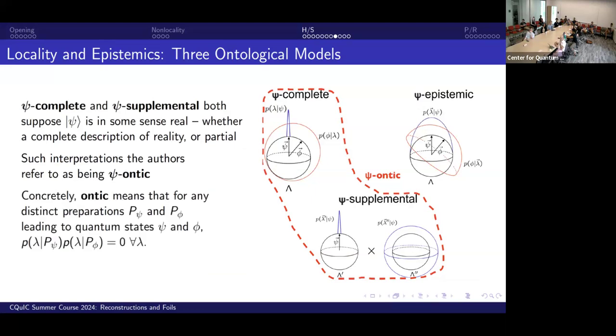Now, if you want a concrete description here, the idea that a theory is ontic essentially means that you take the product of these probabilities: the probability of some ontic state lambda, given that you're doing some preparation producing wave function psi and phi, and this should be 0. What this is telling you is that, if you're given the wave function, this corresponds to a distinct Borel class of ontic states, meaning that different wave functions will produce different ontic states, even if they're only part of a description of reality.